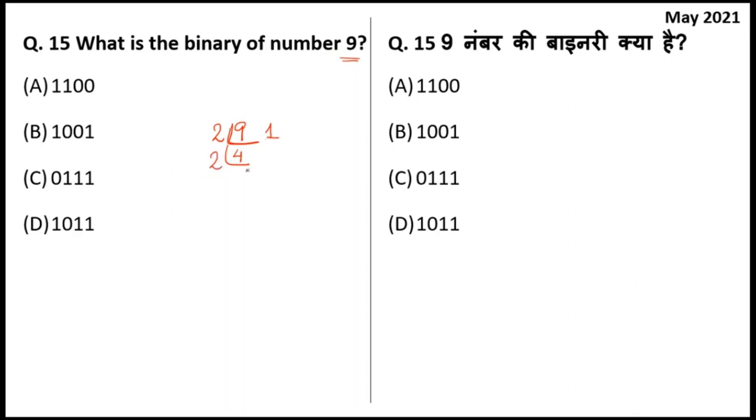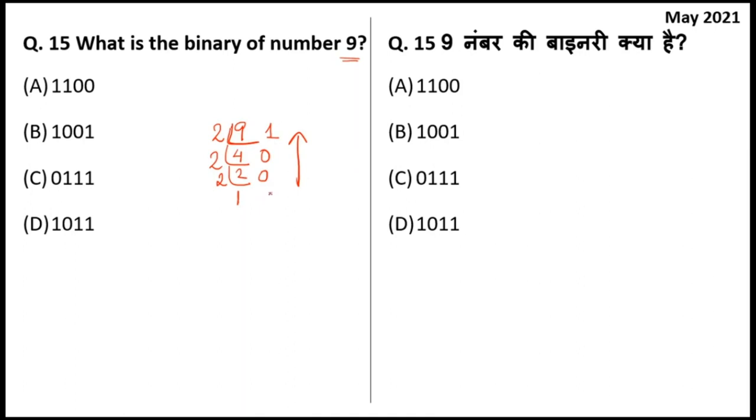Again, divide 2 by 4. You will get quotient 2, remainder 0. Then again divide 2 by 2. You will get quotient 1 and remainder 0. Whenever you are writing the answer, it will be in reverse order. 1 0 0 1.